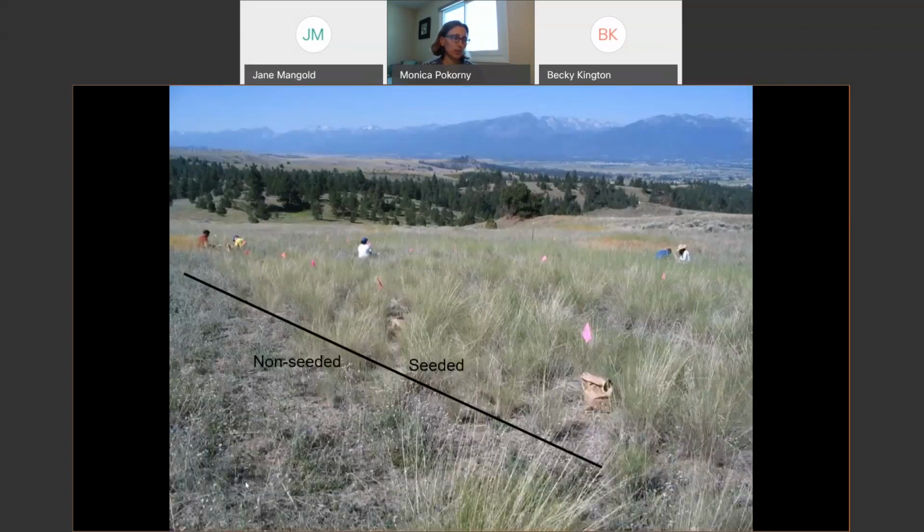This is a project, Jane gave me photos of this. It's 15 years after revegetation of a weedy site in Western Montana. It was treated once with a herbicide, and then plots were put in where it was either seeded or not seeded. We'll talk about this a little bit more later in the presentation, but again, it's focusing on, we might not be getting rid of the weeds completely, but we're addressing more what we want in the plant community.